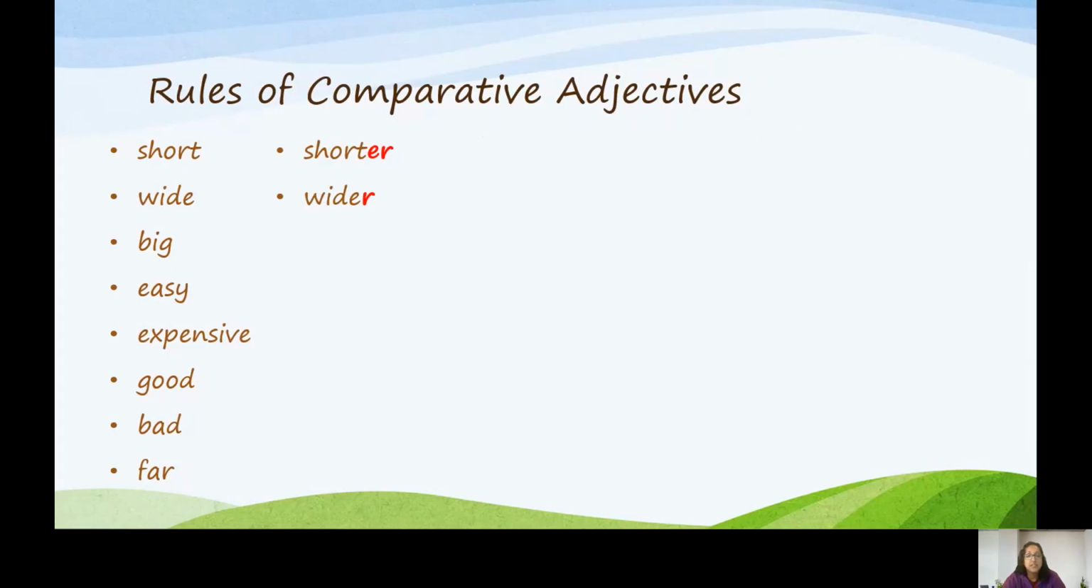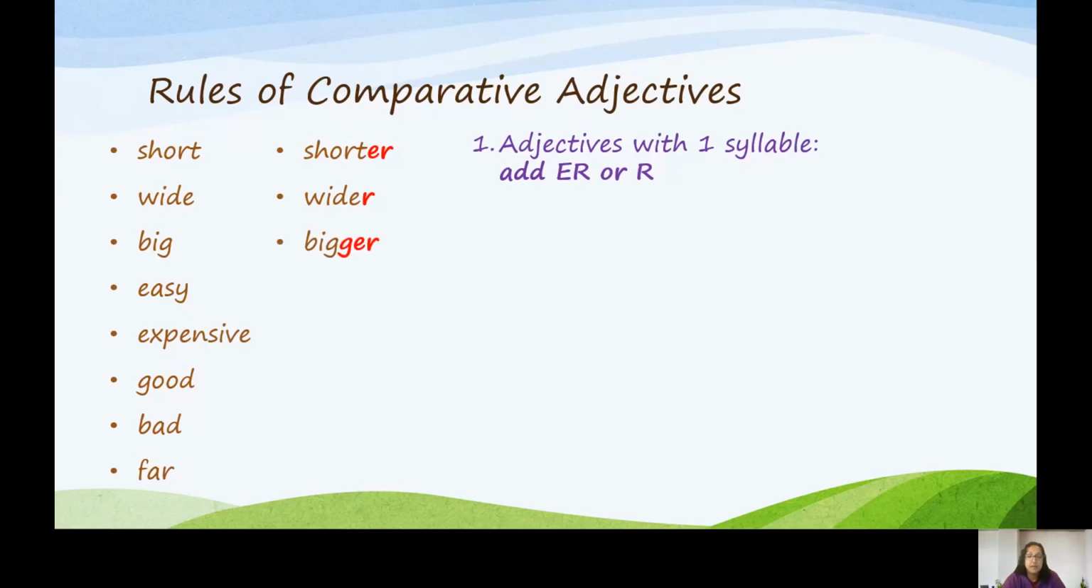The rule here is if we have a short adjective with one syllable, we just add er, or if the adjective already ends in e, we just add r.